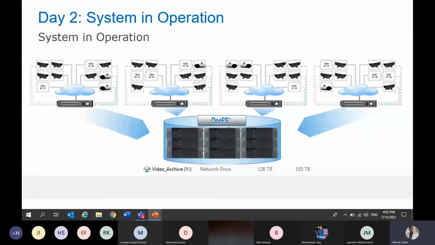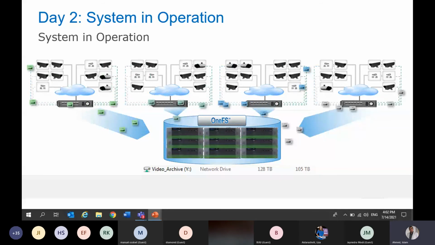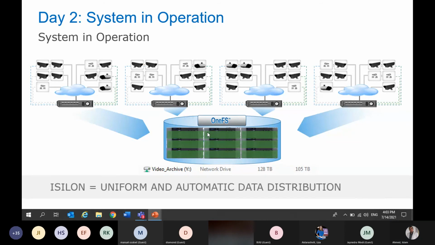What about Isilon? Isilon solves all this by sending all the files to one volume. There is no dedicated volume for different servers. So one volume receives all the videos from all the servers. And the system itself, because of OneFS, will do the balancing between all the nodes in the volume. So, uniform and automatic data distribution.